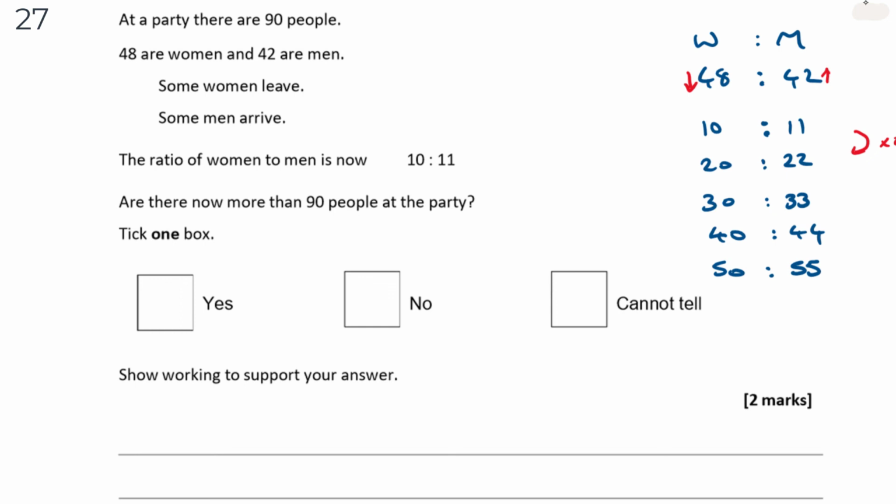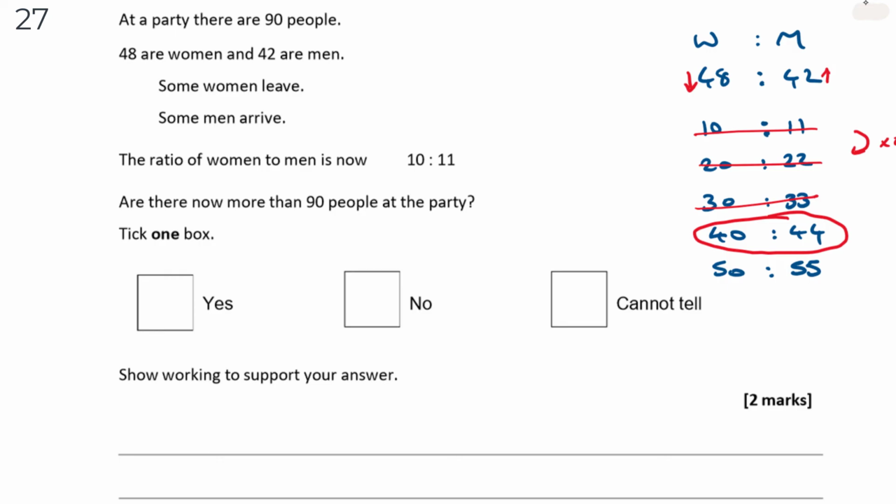Now let's have a think about which one of these ratios actually could work with the numbers 48, less than 48 and more than 42. Okay, the first one, 10 to 11, 10 is less than 48 but it's not more than 42, so it's not that one. Okay, 20 to 22, 20 is less than 48, 22 is less than 42, so that one doesn't work. 30 to 33 doesn't work. This one does work though, isn't it? Because if 8 women left and 2 men arrived, then this one could work, couldn't it? It could be 40 to 44.